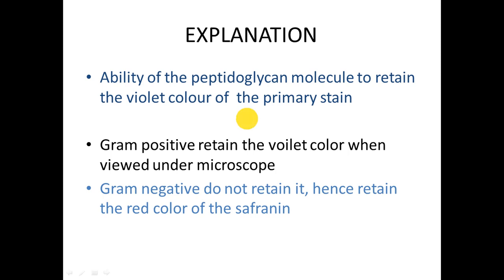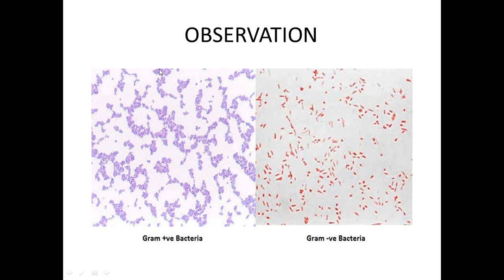Under observation, when you look at the bacteria under the microscope, you are going to see gram-positive bacteria occurring violet because the thick peptidoglycan cell wall has retained the violet color of the crystal violet. But gram-negative bacteria will occur reddish because their thin peptidoglycan cell wall cannot retain the violet color. Hence, when you decolorize or wash it off, it will go. Hence, when you add the safranin, it will assume the red color of the safranin.